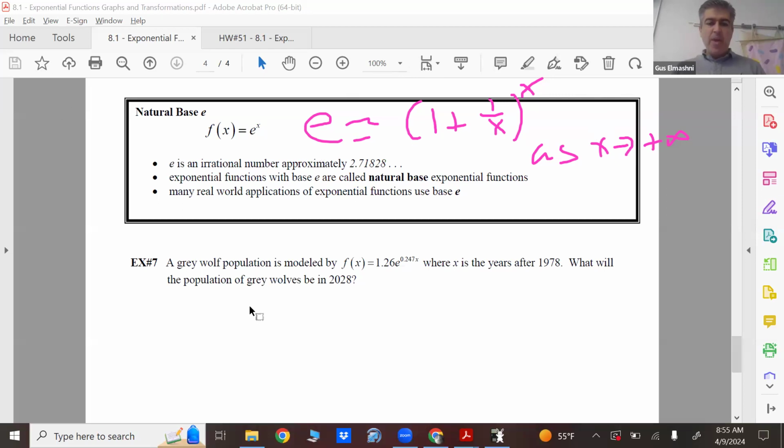So a gray wolf population is modeled by the following equation. It has e in it. x is the number of years after 1978. What will be the population in the year 2028? How much time has passed between those 2 years? 50 years, right? So 50 years has passed.